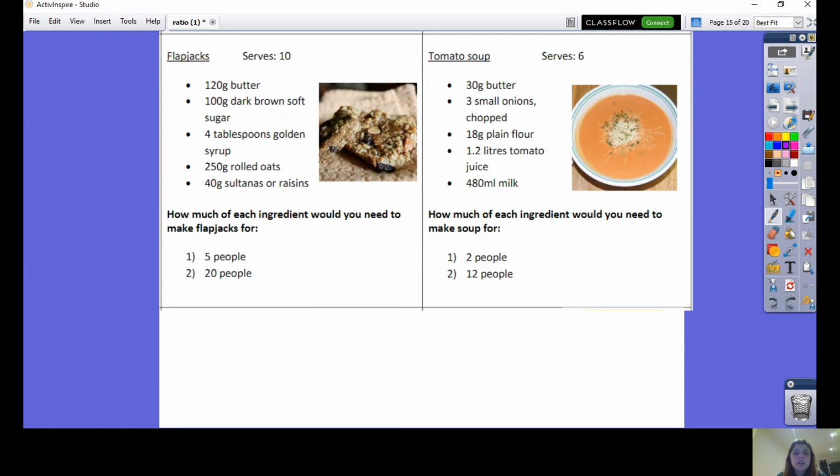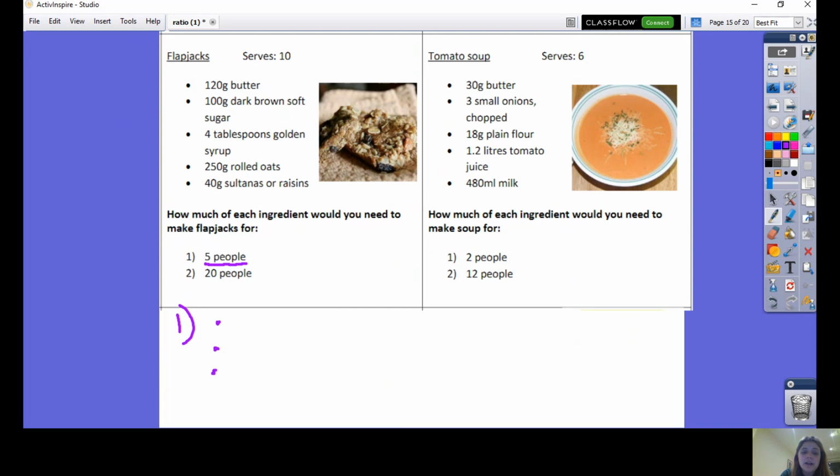And now I'm going to show you your next group of questions. Again, you can either choose band 2 or band 3. But for both of them, there are 2 questions. This is your recipe. Your recipe has 5 ingredients. This one serves 10 and this serves 6. You need to write out the ingredients as if you had this number of people. So number 1, if you had 5 people, how much of each ingredient would you need?